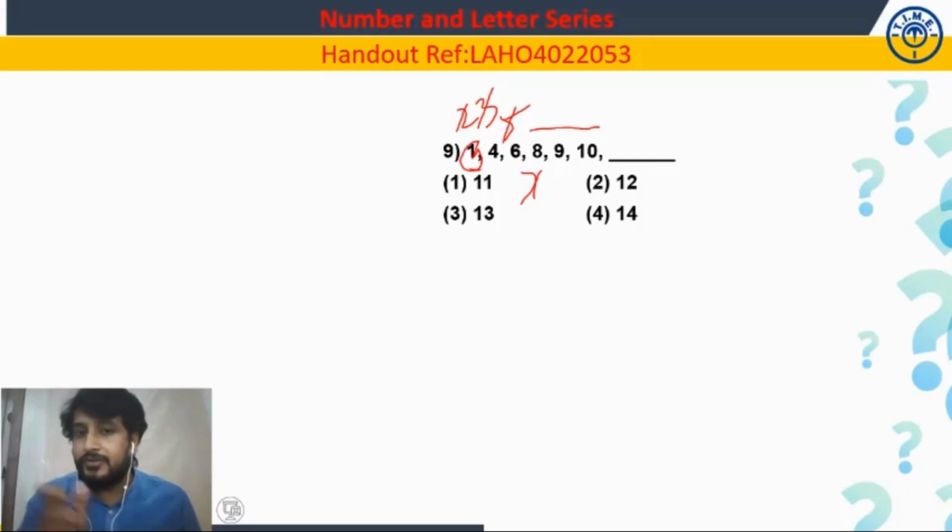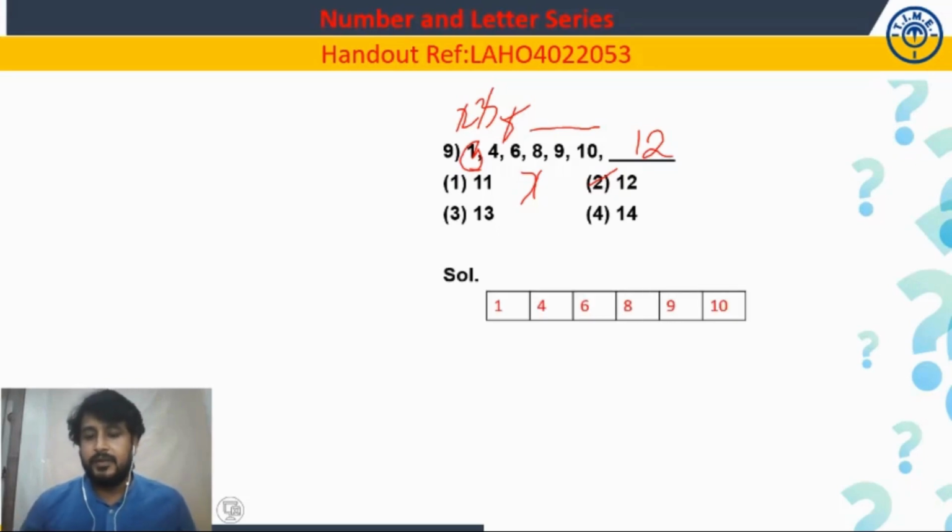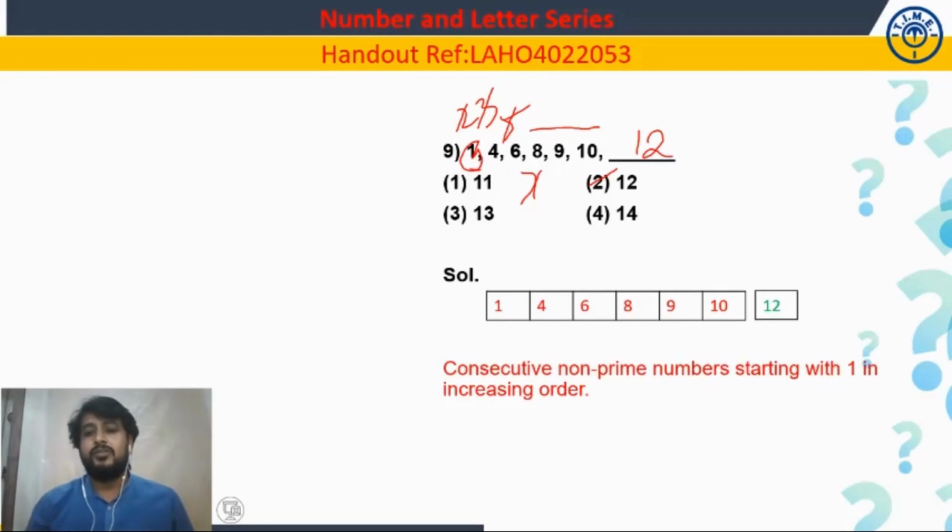After 10, if I take 11, it will become a prime number. But our pattern should be consecutive non-prime numbers. So what is our required answer? 12. One is neither prime nor composite. That's why we call this pattern consecutive non-prime numbers. 1, 4, 6, 8, 9, 10, next will be 12. The logic is consecutive non-prime numbers starting with 1 in increasing order.